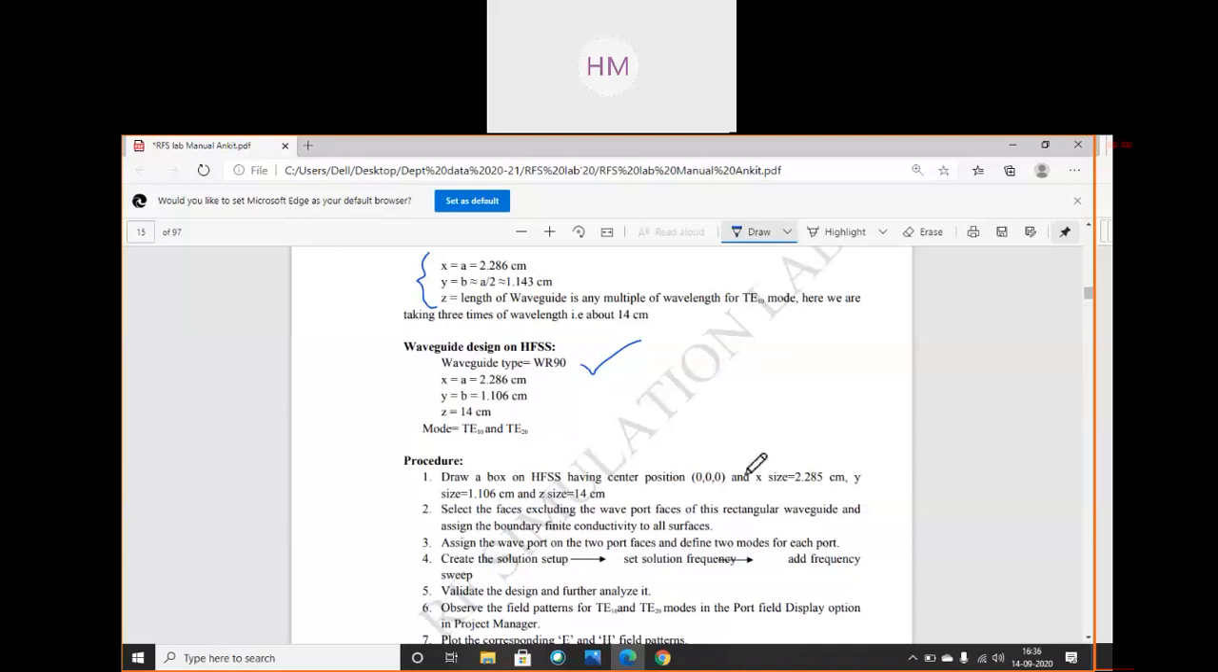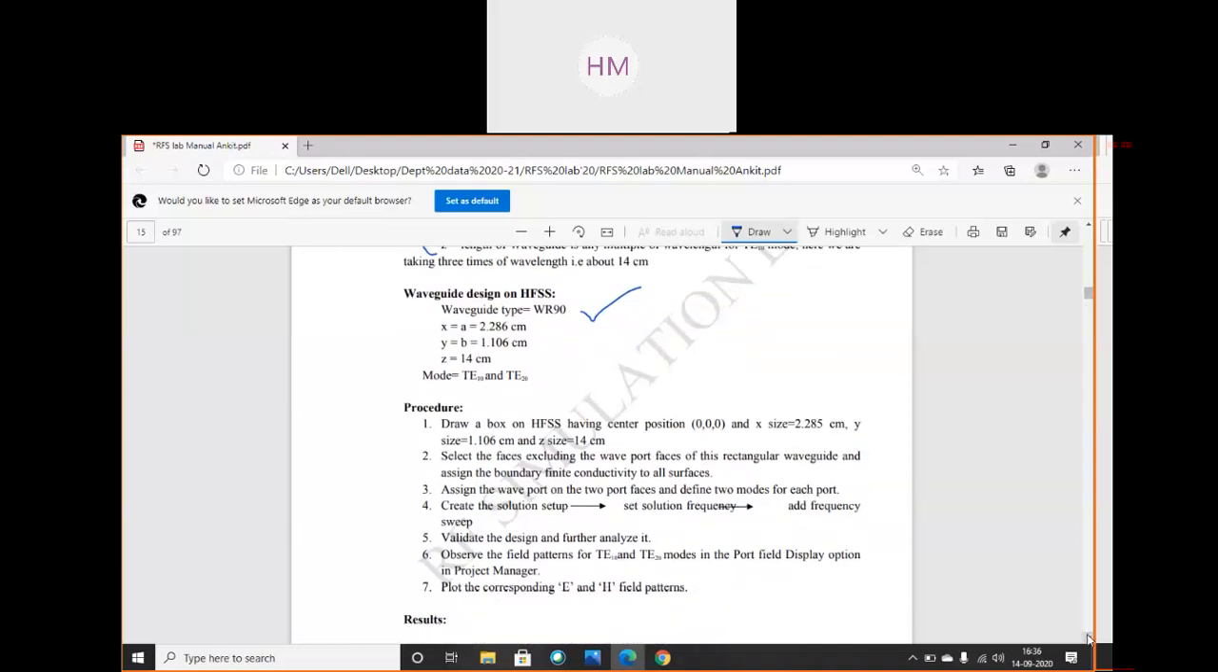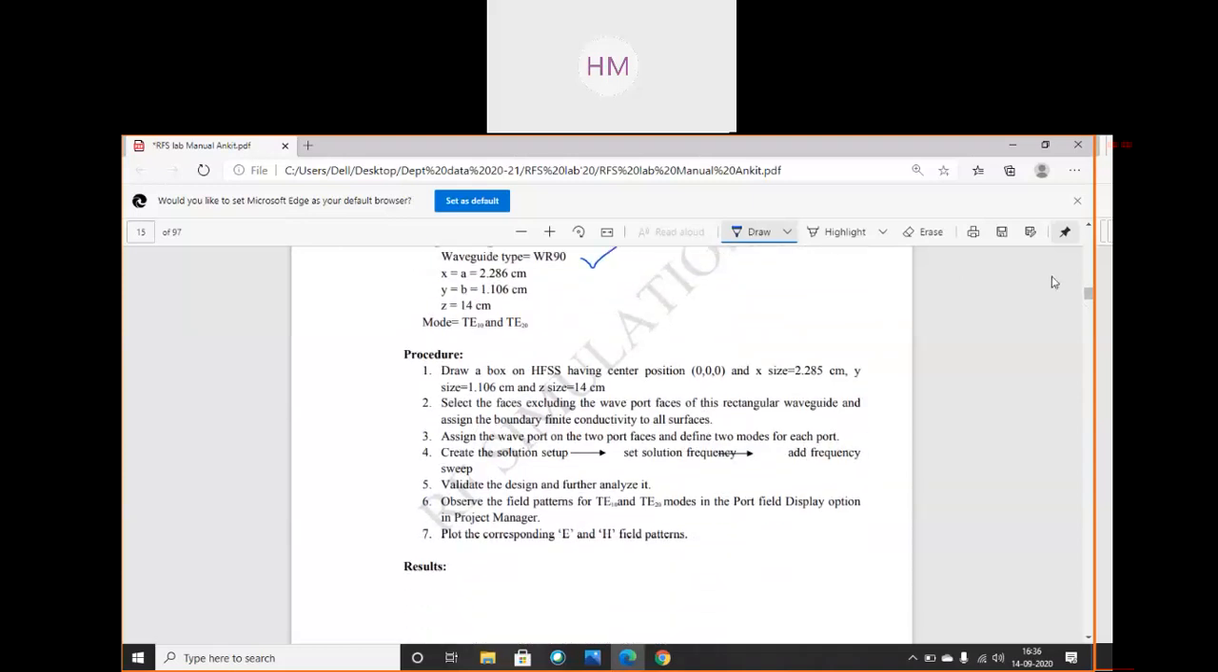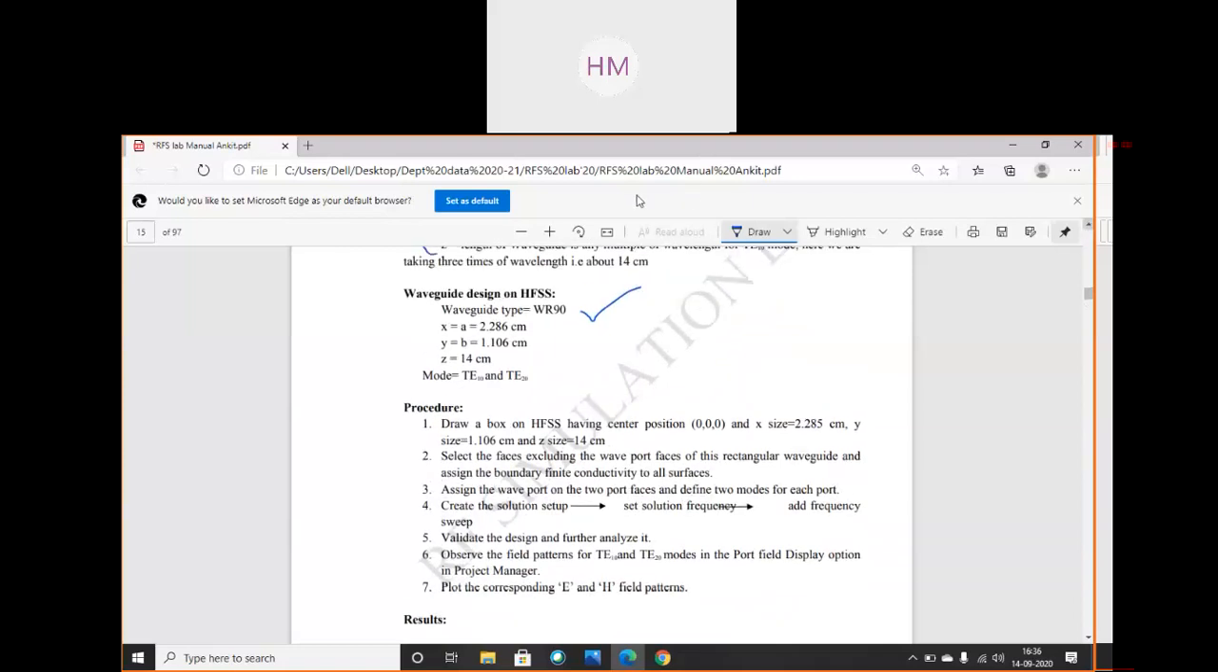design again. So now the procedure, you can write this procedure in your copy. The first step is draw a box on HFSS having center position 0, 0, 0 and x size as 2.285 centimeter, y as 1.106 centimeter and z as 14 centimeter. Clear? Is it clear, students, still here?